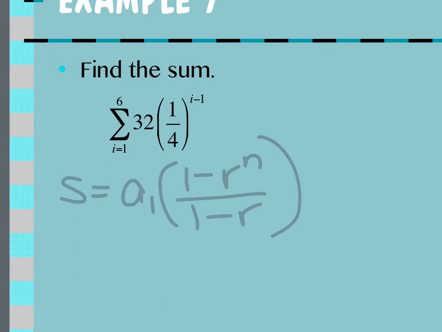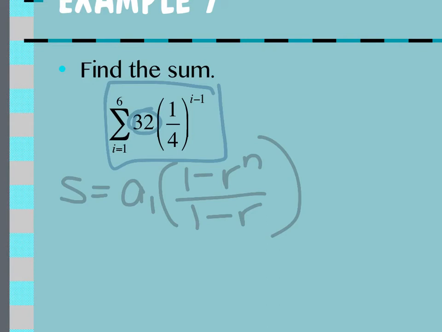What is a sub 1? Oh, you plug it into the formula? Oh, you don't even need to. Because isn't it raised to 0? Because what's going to happen if I start at 1? It's raised to the 0 power. What is anything to the 0 power? 1. 1 times, what's my a sub 1? 32. So the a sub 1 is already in the equation for me. I don't even have to find it. Could you? Sure, if you forget how to do it.